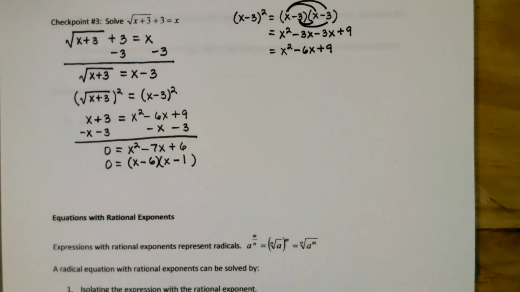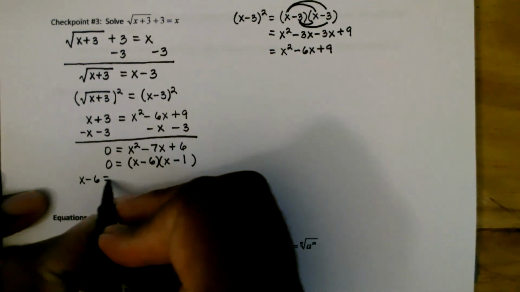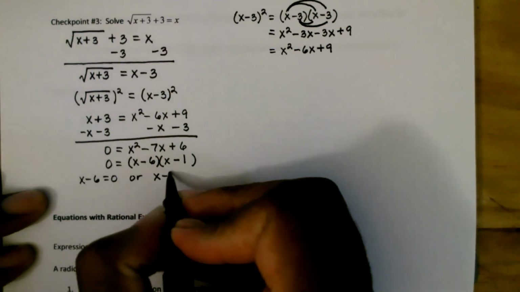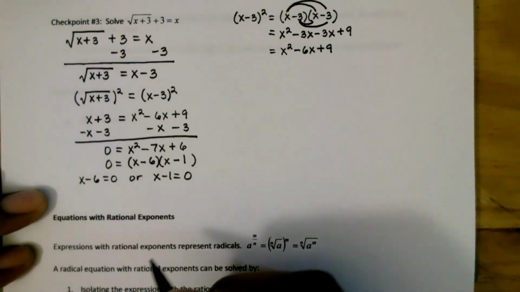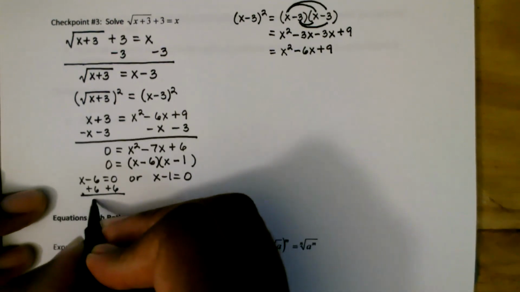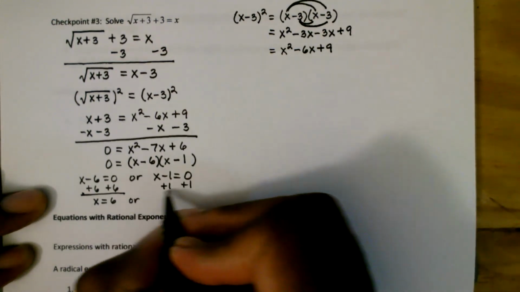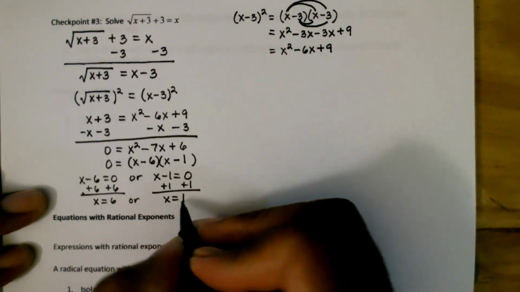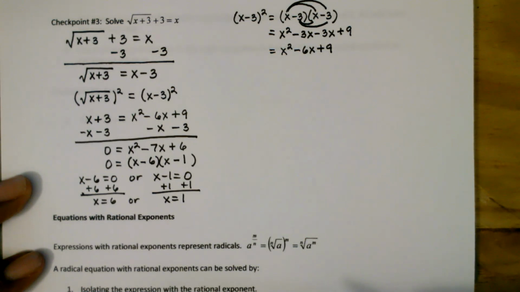And now we're going to set each binomial factor equal to 0. So x minus 6 times x minus 1 equal to 0 means x minus 6 equals 0, or x minus 1 equals 0. And each equation we're going to solve for x. So for the x minus 6 is equal to 0, if I add 6, this will be x is equal to 6. Or for the x minus 1 is equal to 0, if I add 1, you're going to get x is equal to 1. So these are my two proposed solutions, x equals 6 or x is equal to 1.